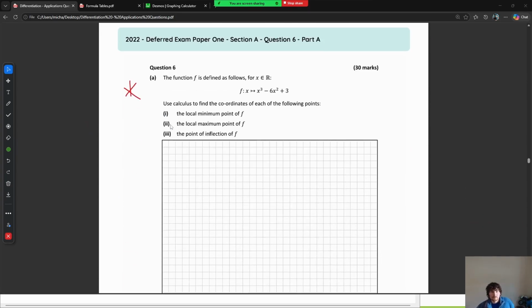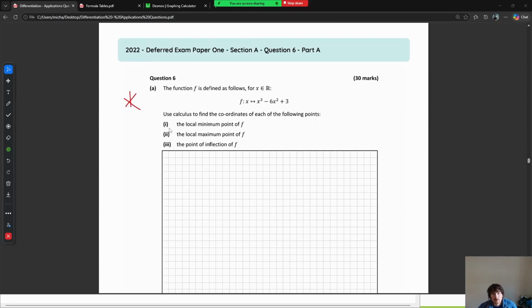So we keep moving. This was from a deferred exam. This is just kind of bread and butter stuff. We want to get a minimum, maximum, and a point of inflection. So pause the video and give that a go. Great, so hopefully you gave a go at that.